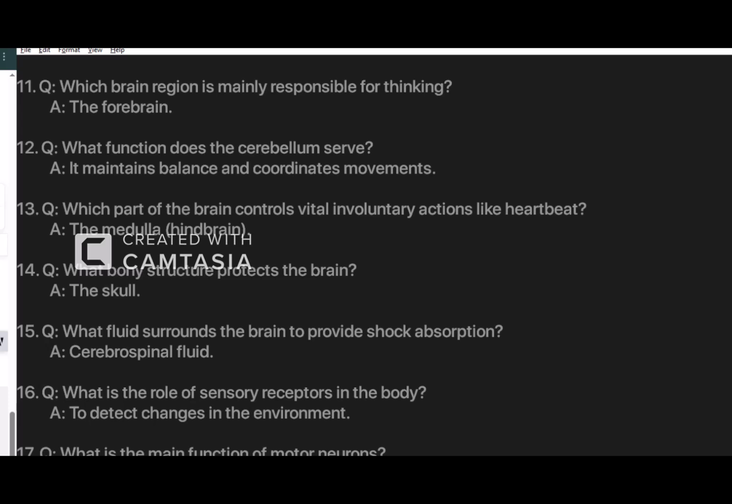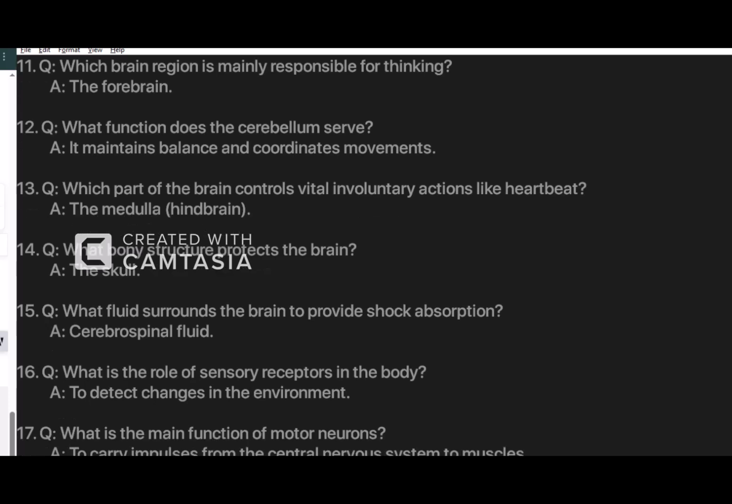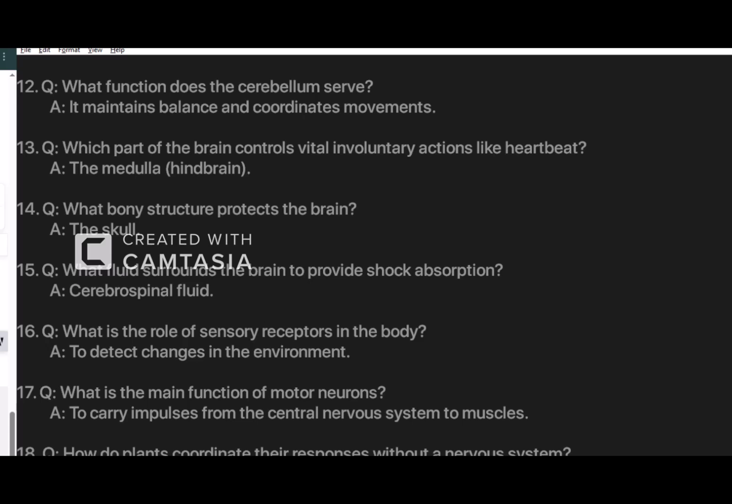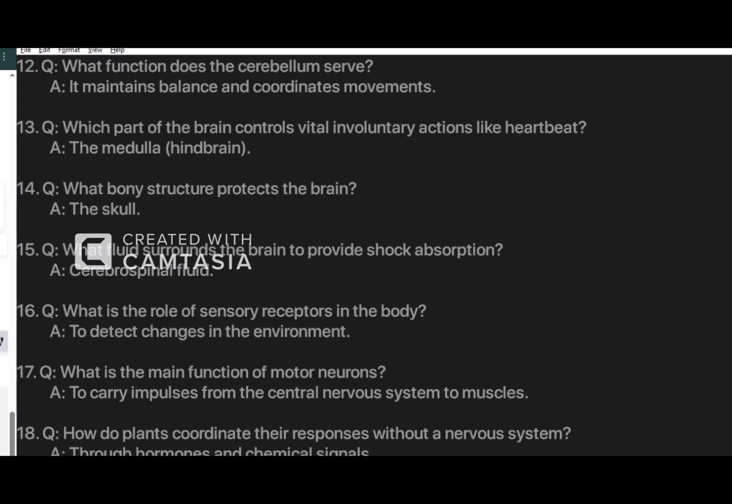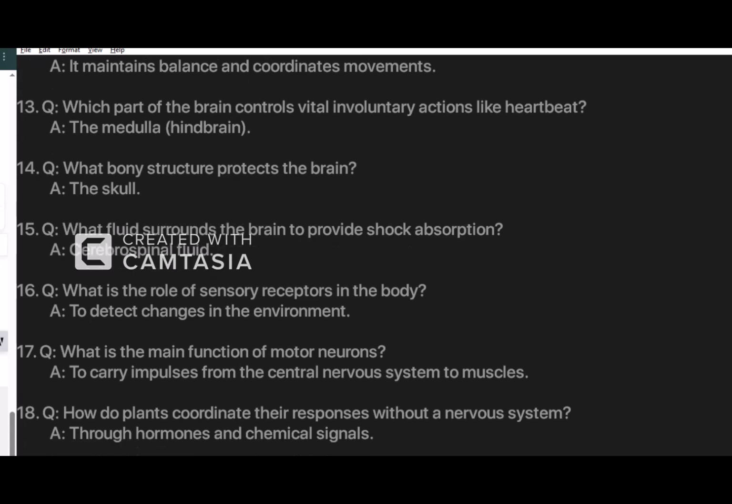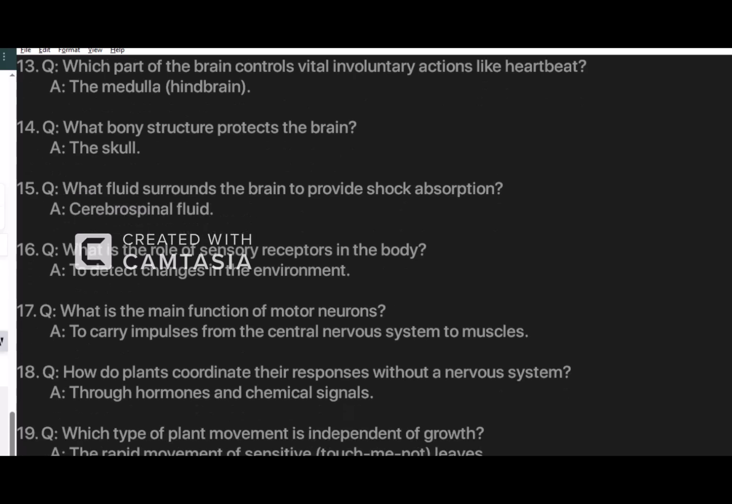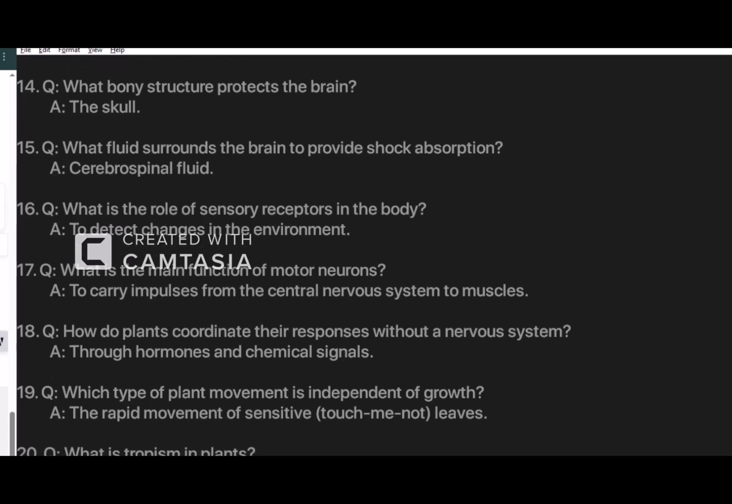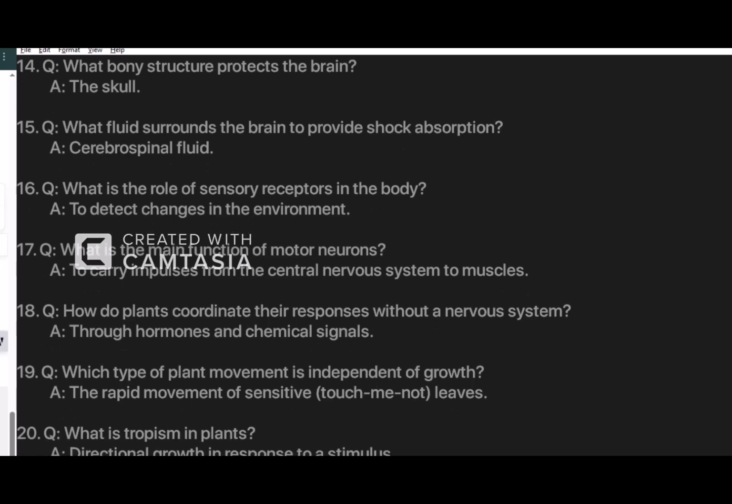14. Q. What bony structure protects the brain? A. The skull. 15. Q. What fluid surrounds the brain to provide shock absorption? A. Cerebrospinal fluid. 16. Q. What is the role of sensory receptors in the body? A. To detect changes in the environment. 17. Q. What is the main function of motor neurons? A. To carry impulses from the central nervous system to muscles.